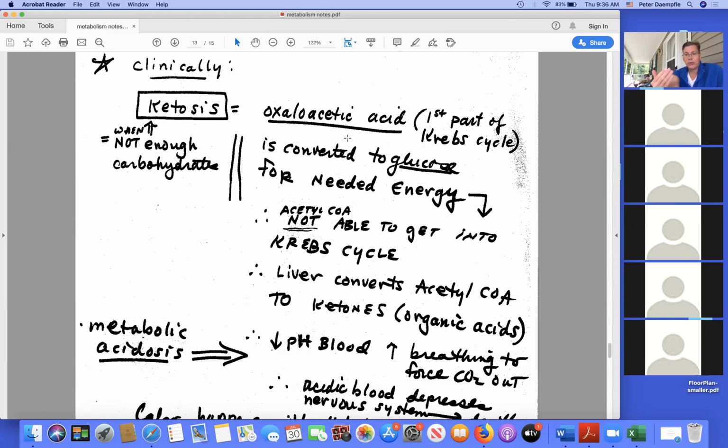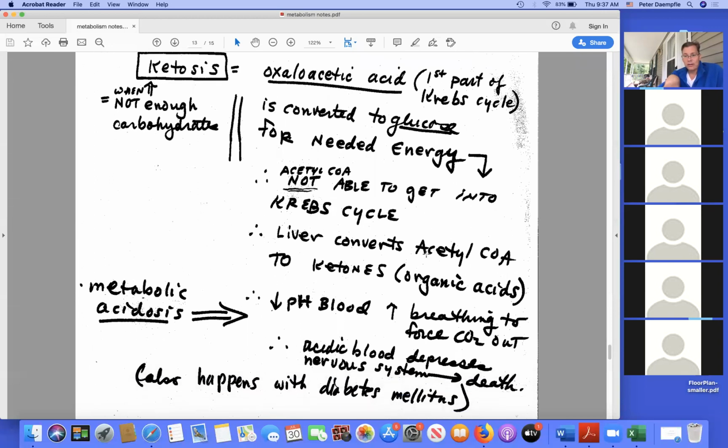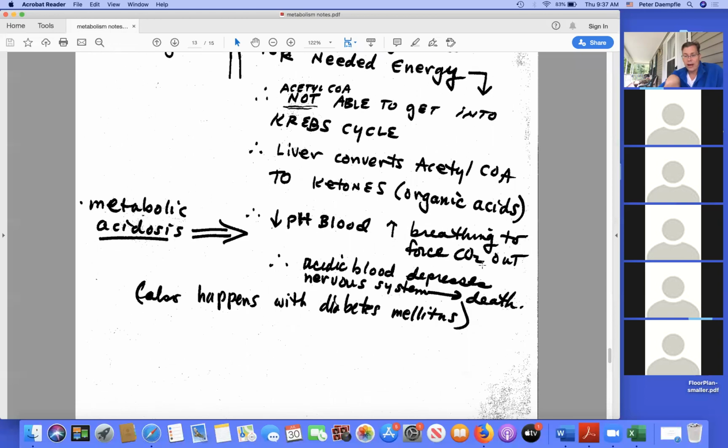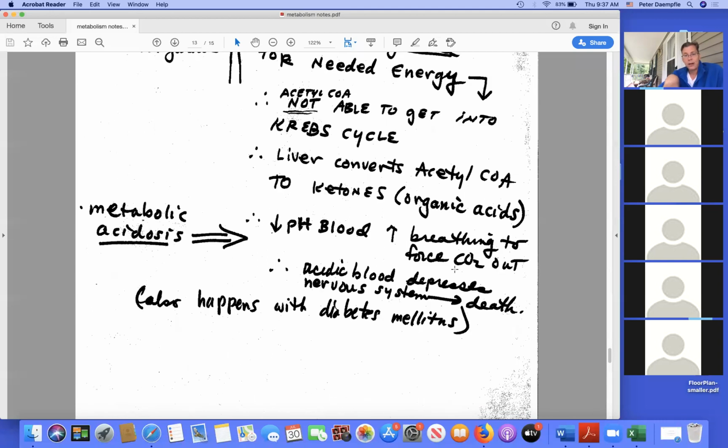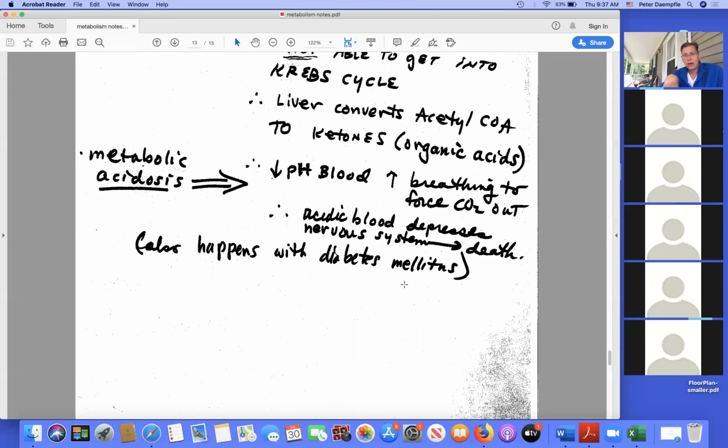Oxaloacetic acid, the first part of the Krebs cycle, is converted into sugar, which is needed by the body for energy. So you're kind of eating up your own intermediate chemicals of the Krebs cycle. As a result, acetyl coenzyme A cannot get into the Krebs cycle, and the liver converts that acetyl coenzyme A to ketones or organic acids because the oxaloacetic acid is being used up for food. The pH of the blood goes down, which increases your breathing rate to force out the CO2, and acidic blood depresses the nervous system and can lead to death. So it can happen with diabetes as well.